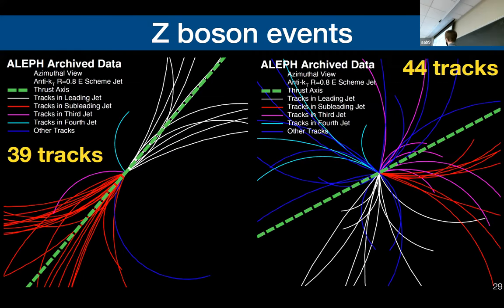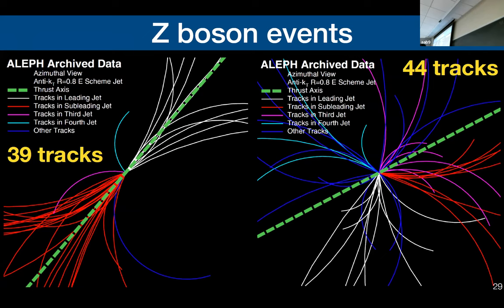So here are some event displays. On the left is an event display with 39 tracks. The electron and positron are coming into the page like this, and they scatter off this way. You can see that most of the particles come off back to back. These structures are known as jets, which I'll talk about a little bit later.